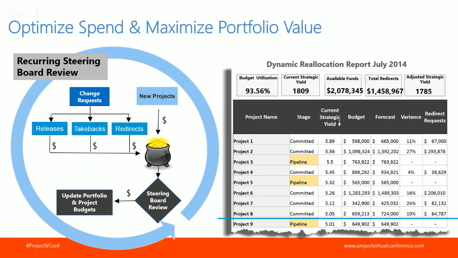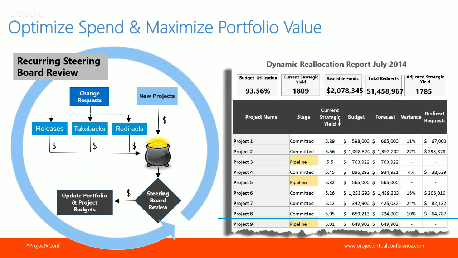If someone wants more money, you're simply going to assess the viability of those redirects or incremental funding requests, and also look at new potential projects in the pipeline to make a decision. Do I want to invest more in this existing project, or do I want to start a net new project? What's that going to do for me from a budget utilization perspective, and also from an overall yield perspective across the portfolio? So am I optimizing all my spend, and am I maximizing the value from the portfolio?